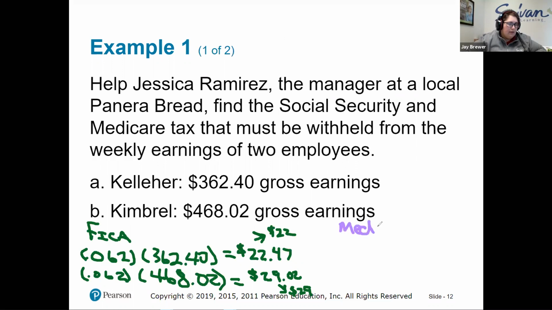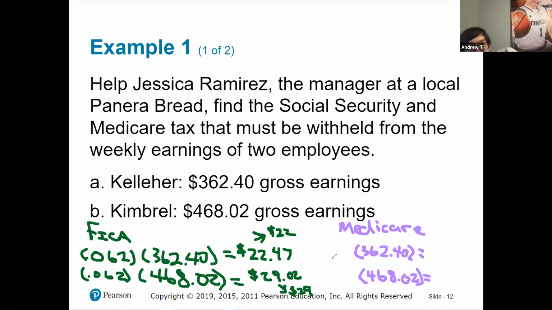All right, Medicare. And if my writing's terrible, don't worry, you can see it again on the next page. So. What do you guys think you have to do to find the Medicare? Multiply it by 1.45%. Mm-hmm.